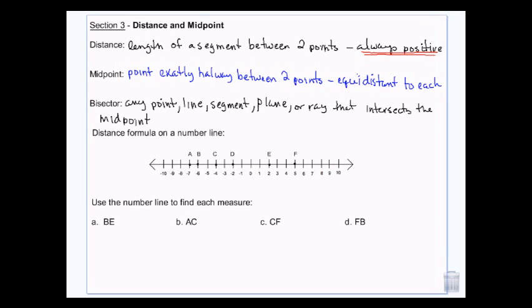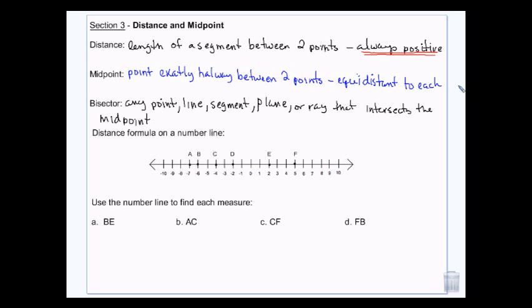Distance is just used to describe the length between 2 points. And it's always positive. Distance is length. Length and distance are always positive because it doesn't matter which direction you go. If I walk a mile forwards, or if I walk a mile backwards, I still walked a mile.